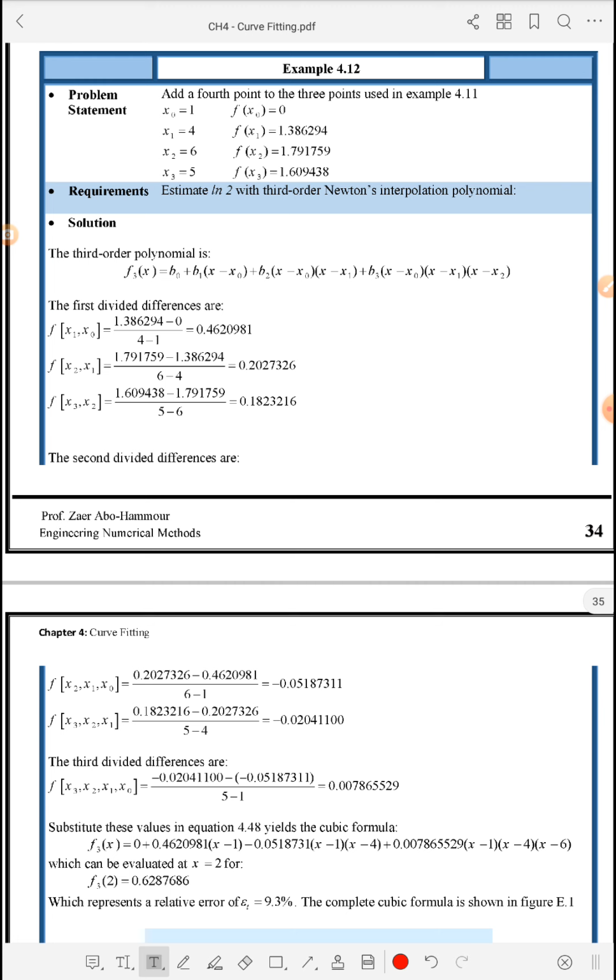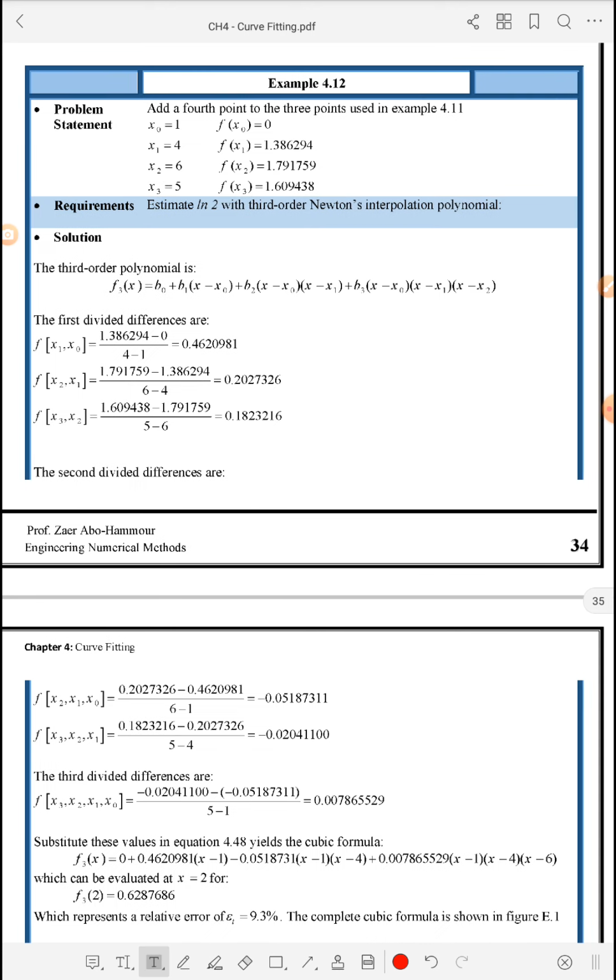Here we increase the number of data points to 4 points, and those are the 4 points. And we want again to estimate the value of the polynomial at 2 using a third order interpolating polynomial.